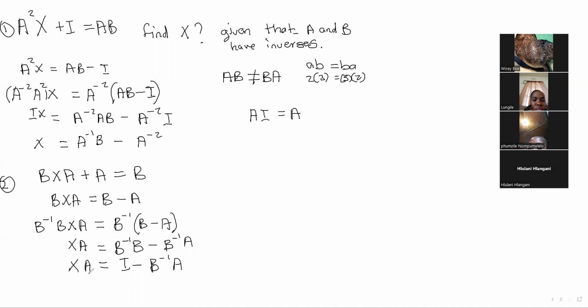I need to get rid of this A. I'll do the same thing. X A. I don't move anything around here. You don't move anything around. I cannot take this A and put it this side. So I'm just going to insert an A minus 1 on the right to this side. And then even on this side, it must be on the right.